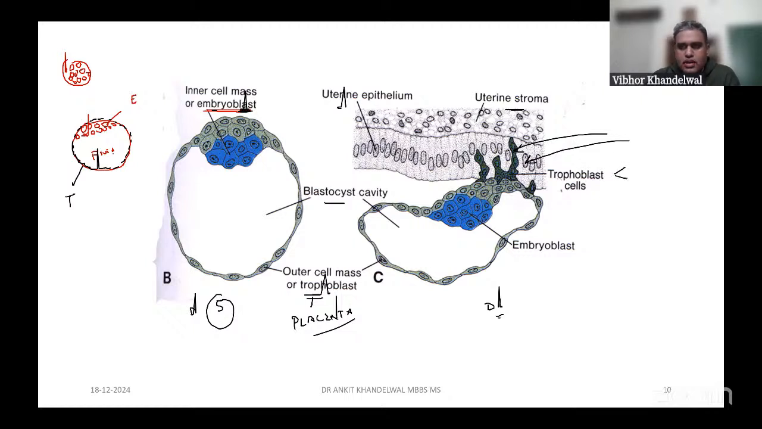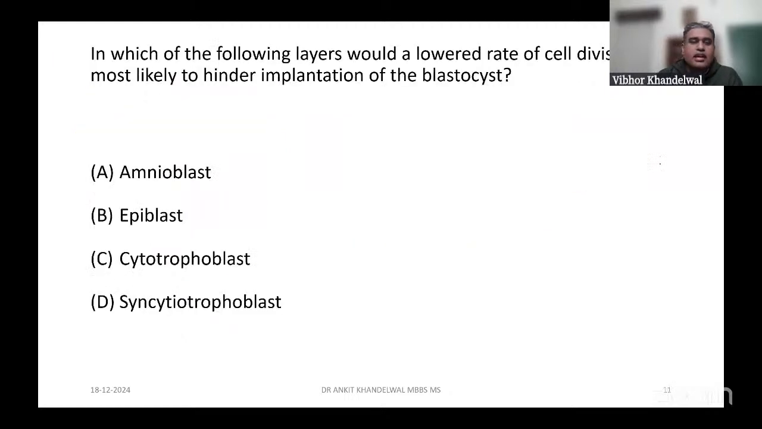We have seen in week 2 that the trophoblast divides into cytotrophoblast and syncytial trophoblast. And the answer is obviously the cytotrophoblast. The answer to this question will be option C. But let me tell you what happens in week 2.